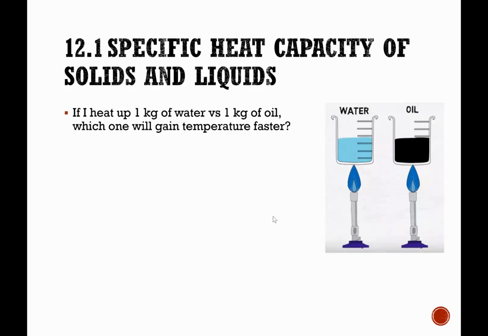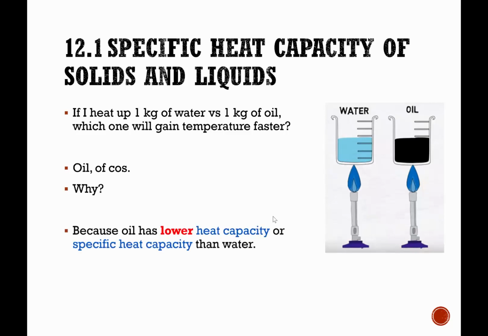So for specific heat capacity of solids and liquids, to understand what exactly is heat capacity or specific heat capacity, let's think about this. Okay, if I heat up 1 kg of water versus 1 kg of oil, which one will gain temperature faster? Of course, it will be the oil. And why is that the case? In really technical terms, it is because oil has lower heat capacity, or specific heat capacity for that matter, than water. We will differentiate between heat capacity and specific heat capacity in greater clarity later.